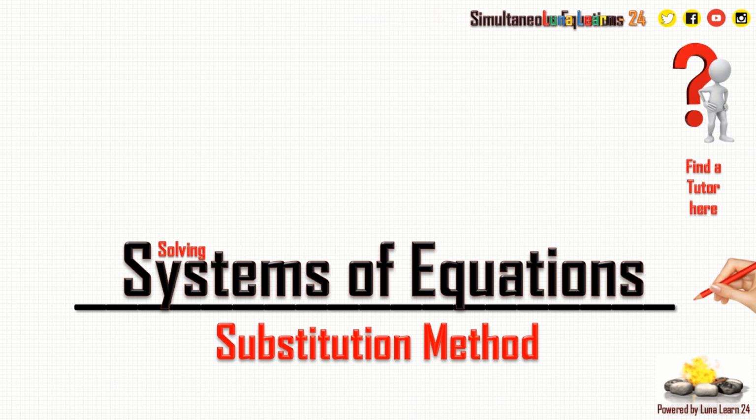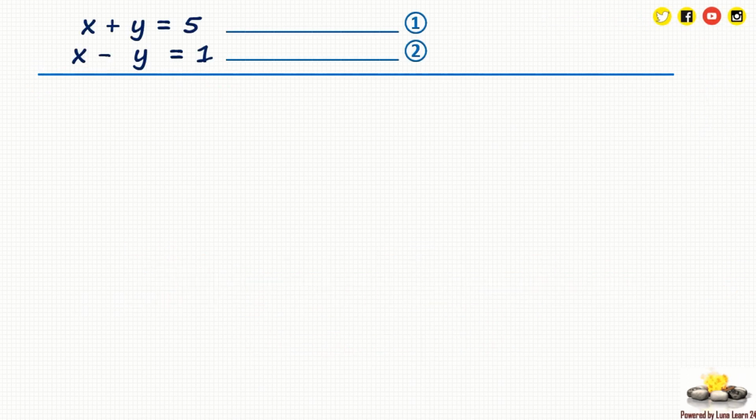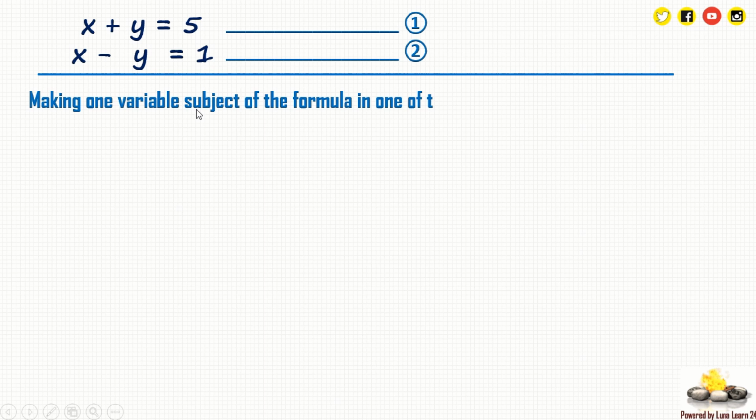In these tutorials, we are looking at solving systems of equations by the substitution method. Let's take, for example, the equation x plus y equals 5, that's equation 1, and x minus y equals 1, equation 2. The method is all about making one variable the subject of the formula in one of the equations and substituting that value in the other equation.